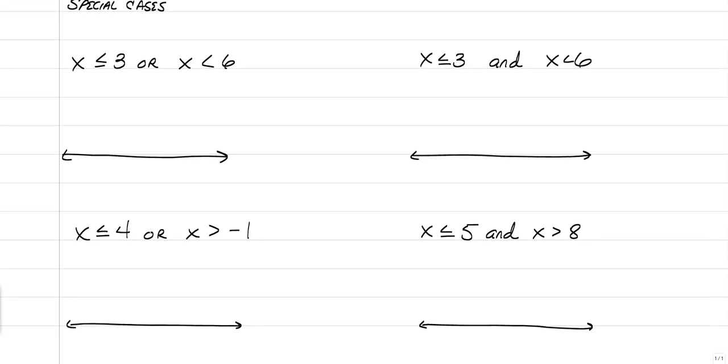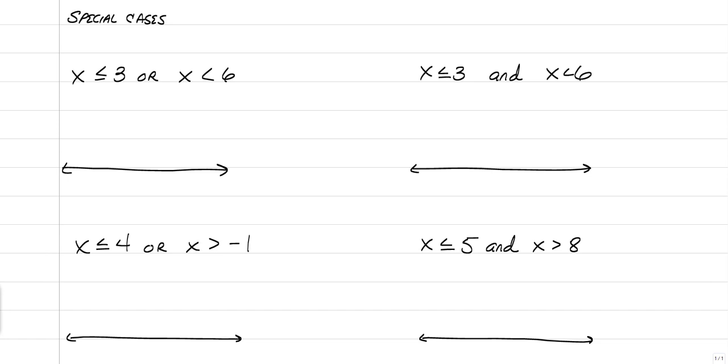Let's talk about a few special cases, and then we are done with this video. Special case number 1. X has to be less than or equal to 3, or it has to be less than 6. So we're going to start less than or equal to 3, or less than 6.